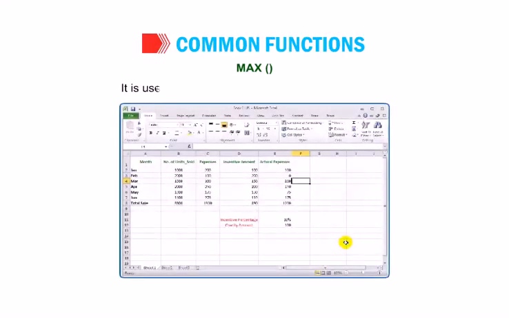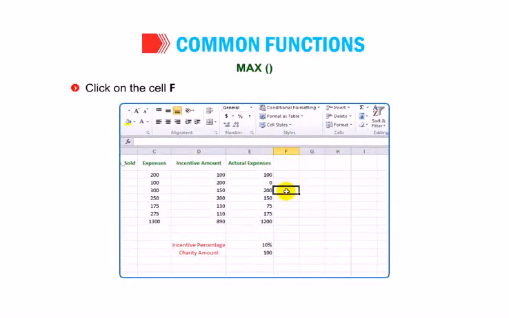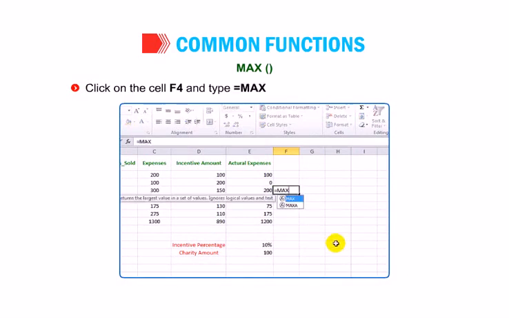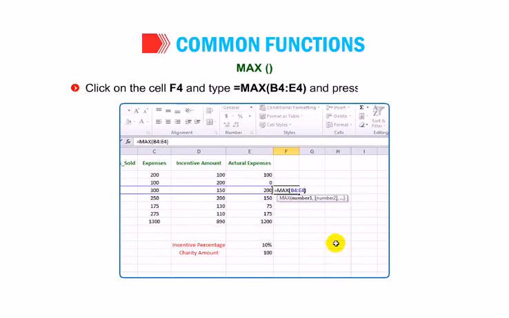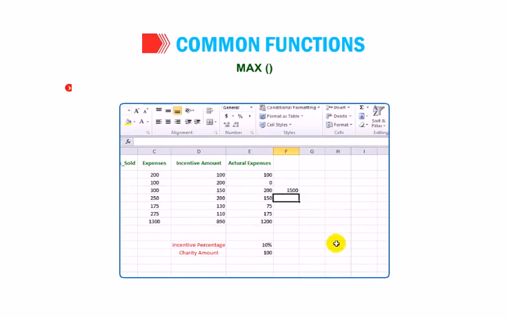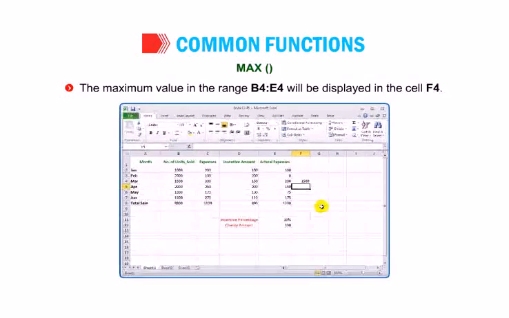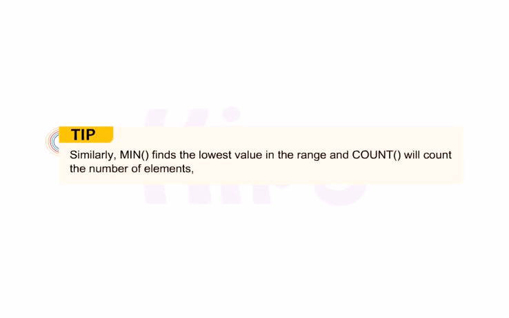MAX. It is used to find the largest value in the given range. Click on the cell F4 and type =MAX(B4:E4) and press the Enter key. The maximum value in the range B4 to E4 will be displayed in the cell F4. Let me give you a tip. Similarly, MIN() finds the lowest value in the range, and COUNT() will count the number of elements like words, numbers, etc. in a given range.